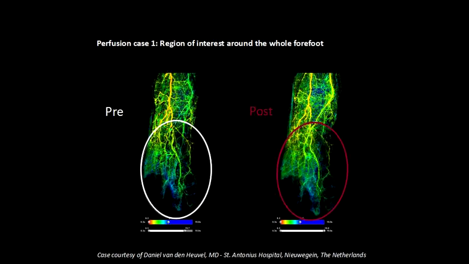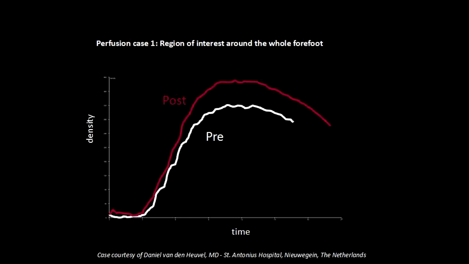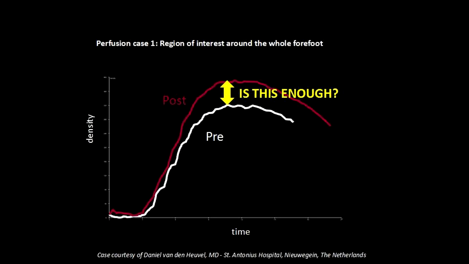Now, let's look at the forefoot, where this patient had a wound that wasn't healing well, and we draw a region of interest around it. And indeed, we see that the total amount of blood flow, represented by this curve, has increased due to this revascularization. Now, also this makes a lot of sense. It might not come as a surprise to you. But the only thing that really matters, the $1 million question, is this enough? So is this increase in flow enough for this particular patient to heal his wounds?